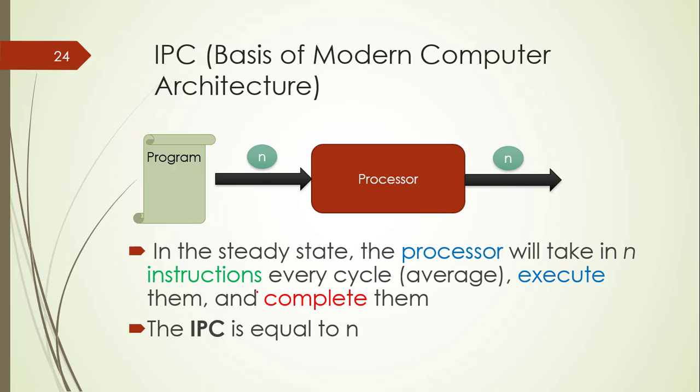So what is the basis of modern computer architecture? That we have a program. The program is compiled, it is given to the processor, and the processor will execute, let's say in the steady state, n instructions per cycle. Then we say the IPC is equal to n, and we try to maximize this IPC as much as possible using architectural tricks. These architectural tricks, which means whatever goes on inside this black box, is basically computer architecture for all of us.